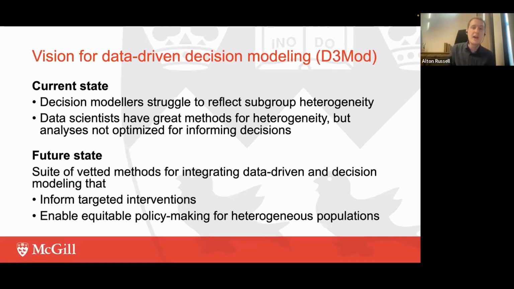So the overall vision I have for data-driven decision modeling, I think that today decision models can sometimes struggle to reflect subgroup heterogeneity, and these mathematical models that we have traditionally used don't always allow for a lot of heterogeneity. And data scientists have great methods for heterogeneity, but their analyses are not optimized for informing decisions. So my hope is to develop and utilize a suite of methods that can integrate data-driven and decision modeling methods to inform targeted interventions and enable equitable policymaking for heterogeneous populations.